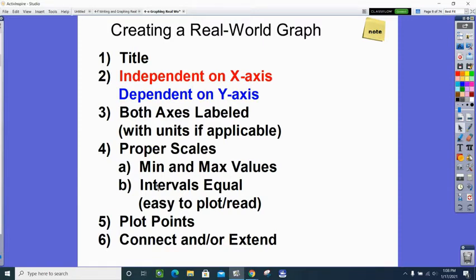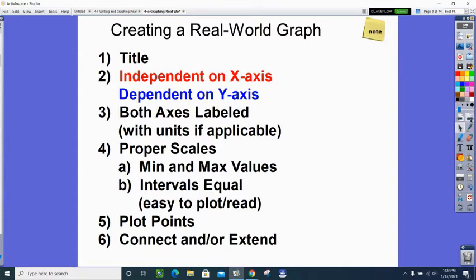The proper scales, this is going to take the most time, figuring out what scales you want to put on the X and Y. You look at your minimum and maximum values in the table to make sure they're covered, and then go from there. And then make sure your intervals are easy to plot and read. Don't use numbers like 3 or 7 or 9. You're going to use numbers like 1s, 2s, 5s, 10s, 20s, 25, 100, 1000, things like that. And then you plot the points, and then you connect and extend.